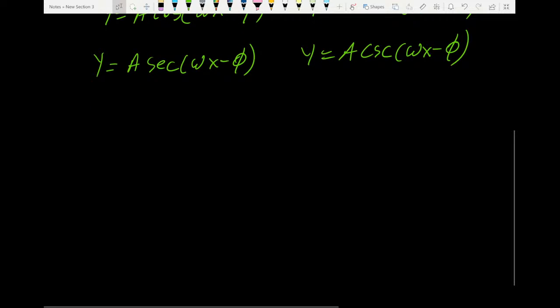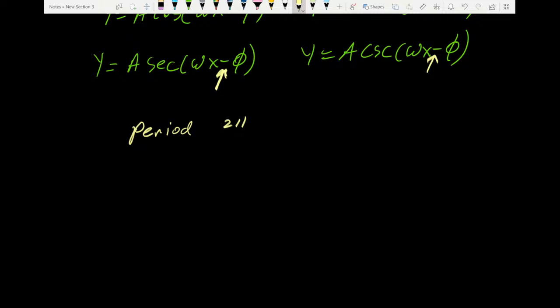What if I give you a problem something like this? The hardest part is you guys are gonna forget this negative. This negative actually tells you positive. So right there, we know that the period is 2 pi over omega, but the phase shift is gonna be phi over omega. Since phi is negative, this phase shift is going to be positive. That's the hardest part.